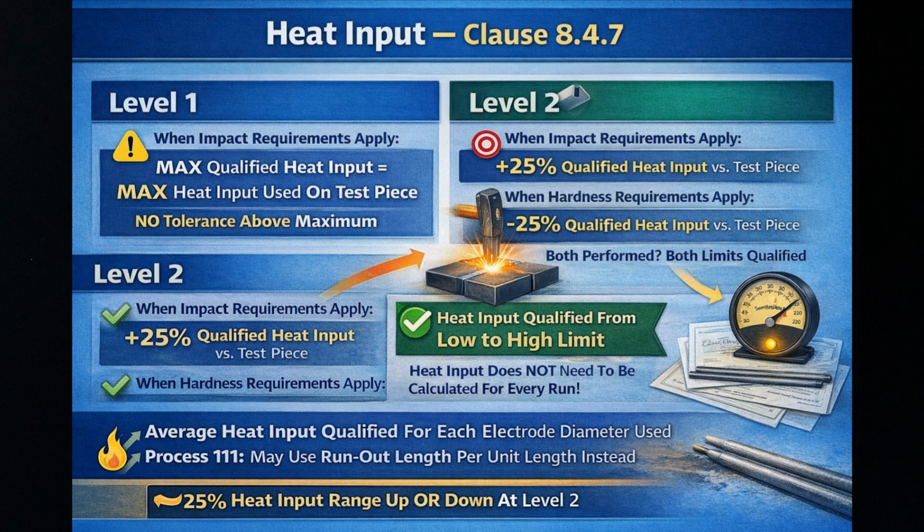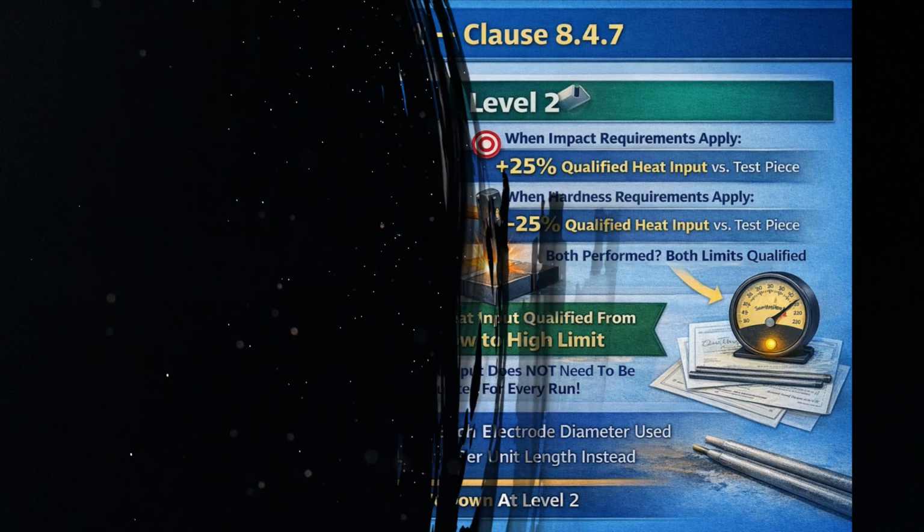If the procedure test was performed at both a high and a low heat input level, all intermediate heat input levels are also qualified, and it is not necessary to calculate the heat input of every individual run. For covered electrodes, the heat input average shall be calculated for each electrode diameter used, to define the qualified heat input for that diameter. For process 111, the heat input may also be measured indirectly using the runout length, the length of weld produced by the melting of one electrode, per unit length. This is a practical field measurement when precise electrical measurements are not available.